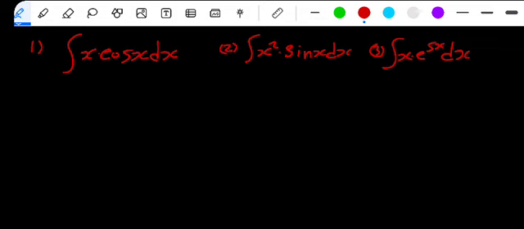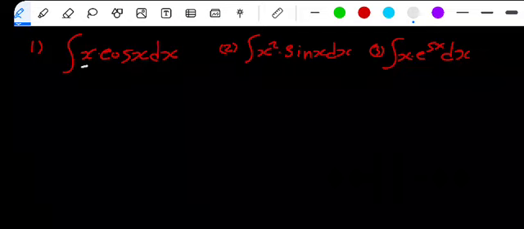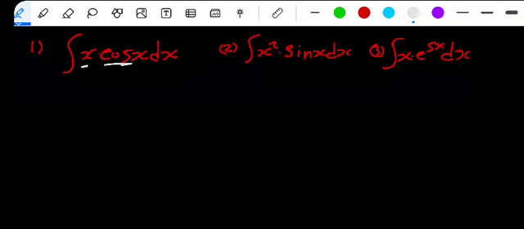So integration by parts is used when we multiply two functions. It is like the product rule. We have taken this from what? From the product rule. Understand? We have rearranged this from our product rule. Remember your product rule.